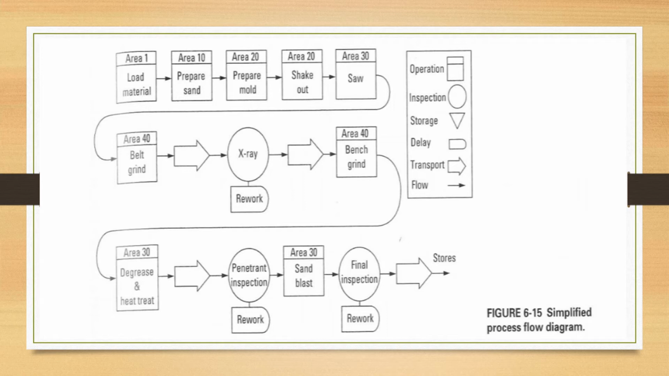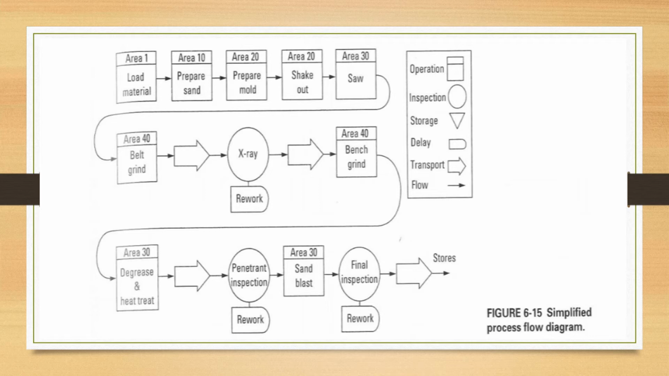Then it is placed on the conveyor belt to pass through the X-ray test. On the other side, if a part fails the test, it goes for reworking. Then it is transferred to the bench grinding for polishing and sharpening. After bench grinding, it is moved to area CA, where it is passed through the heat treatment to strengthen the part. All the parts are transferred to the penetrant test, where the hardness of the part is measured. On the other side, rework is done on the failed part.